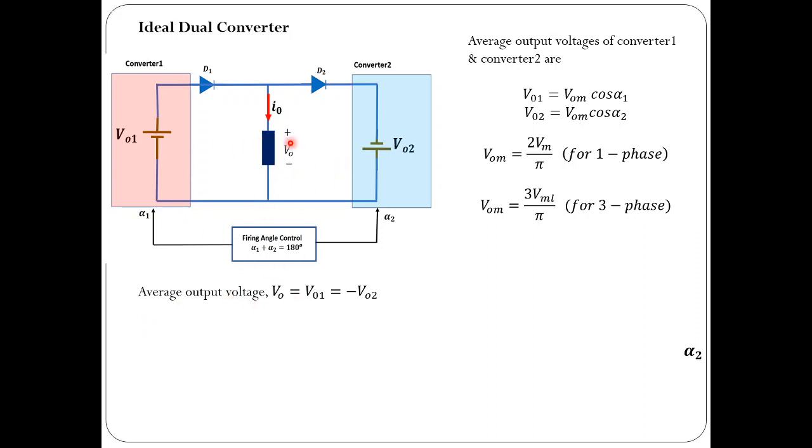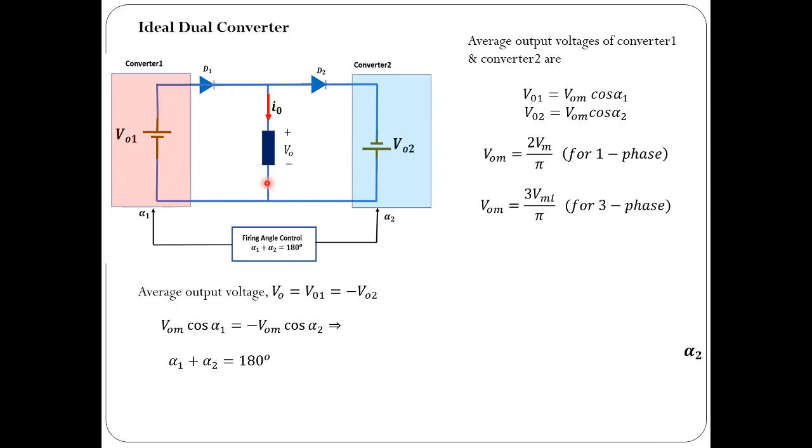So V0, the voltage across the load, must be equal to V01, and that must be equal to minus V02, right? So when both are operating at a time, we know V01 is equal to V0M into cos alpha 1, and V02 is equal to V0M into cos alpha 2. So V01 equal to minus V02; let us equate them, and from this expression you will get alpha 1 plus alpha 2 equal to 180 degrees. So this is the condition, or alpha 2 is equal to 180 degrees minus alpha 1.